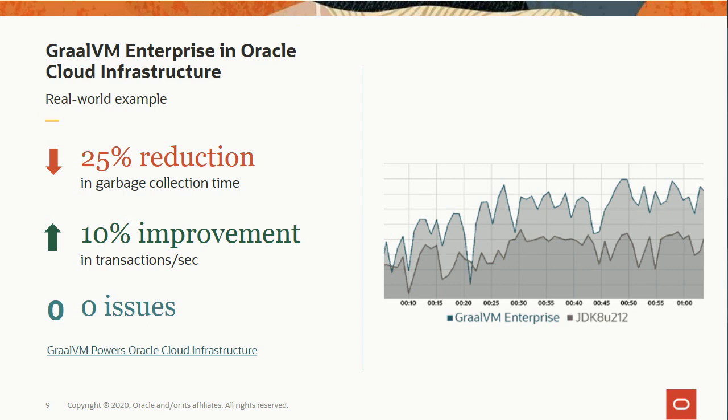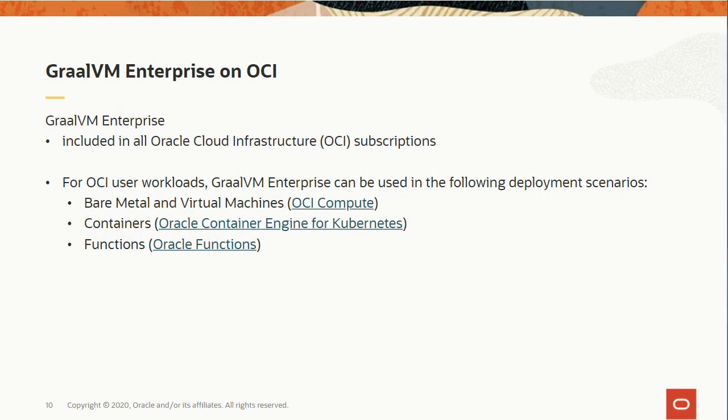So let's see how to get started with GraalVM Enterprise on Oracle Cloud Infrastructure. For OCI user workloads, GraalVM Enterprise can be used in the following deployment scenarios: bare metal and virtual machines, containers, which is the container native enterprise ready managed Kubernetes service, and functions, a managed service wherein you write, deploy, and run code without having to provision or manage your servers.